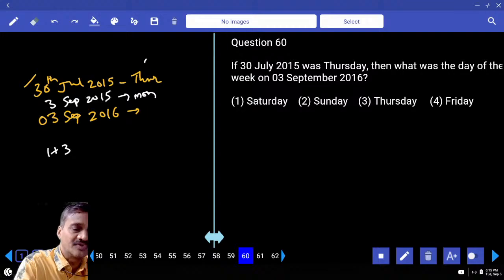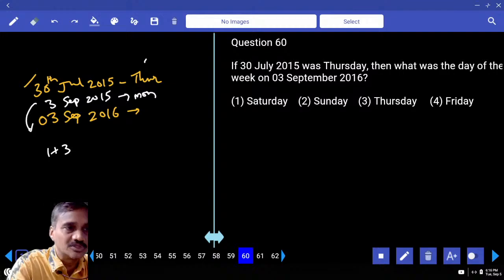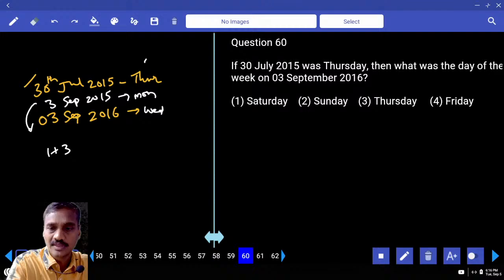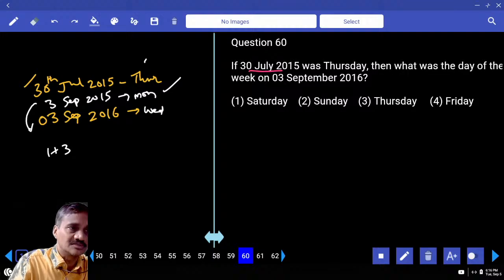Then we need to find out 3rd September 2016. From 3rd September 2015 to this one, how many days are there? Now 2016 is a leap year, and we are considering 29th February. So how many odd days? 2 odd days. And 2 days after Monday will be Wednesday, that is the answer. Isn't it? So there are only 2 odd days here, from 15 to 16. And finally the answer must be Wednesday. Okay? Clear now?